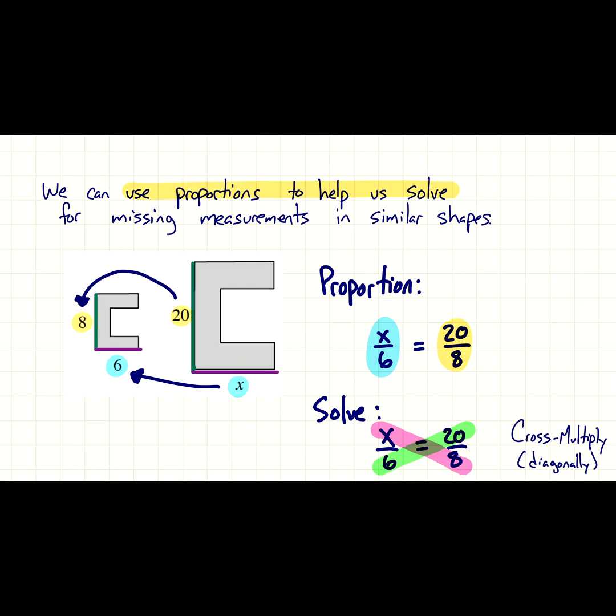What we're going to do is take these corresponding sides and write fractions. So this is going to be 20 over 8, and this is going to be x over 6. You'll notice we have an x, we don't have a number there. Our goal is to figure out what x is. Once I have those fractions, I can set them equal to each other, and that is what we call writing a proportion.